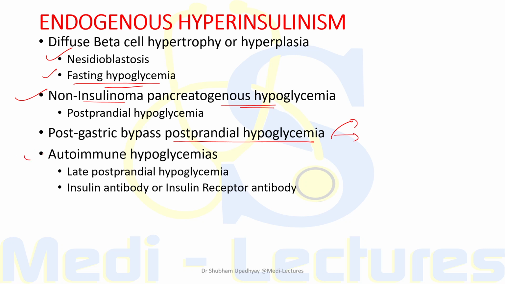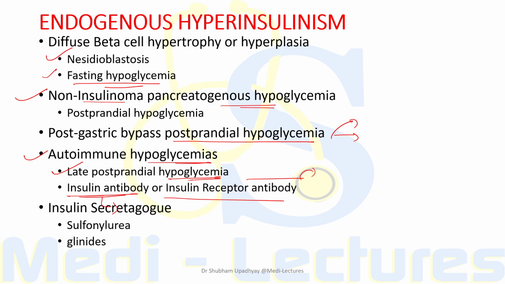Other than this, there are certain autoimmune hypoglycemias, which include an antibody to insulin that will bind to the insulin after a meal and then gradually dissociate the insulin. So it can lead to late postprandial hypoglycemia. Similarly, there can be an insulin receptor antibody which activates the insulin receptor, basically acting as an agonist on the insulin receptor, leading to hypoglycemia. Now, the presence of insulin secretagogues like sulfonylureas and glinides can also lead to endogenous insulin release and hypoglycemia. So, all of these are causes of endogenous hyperinsulinism.